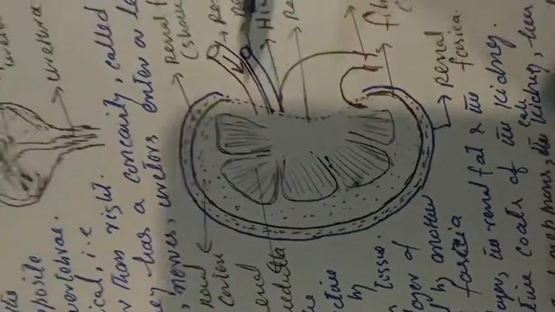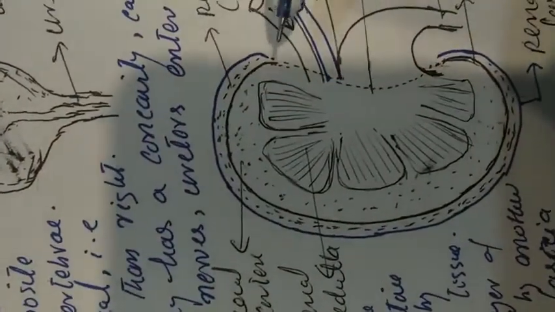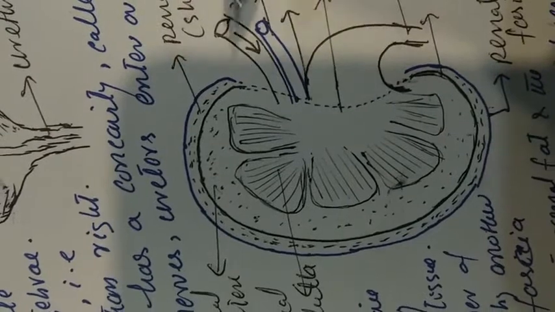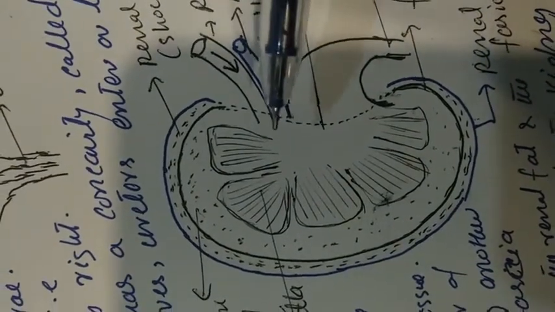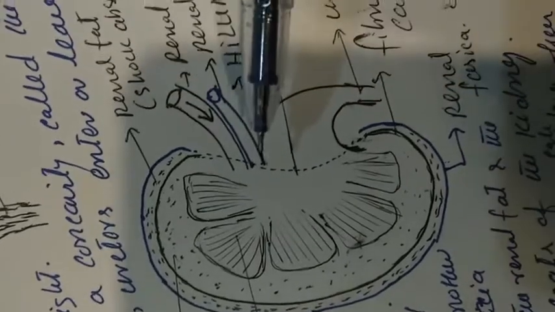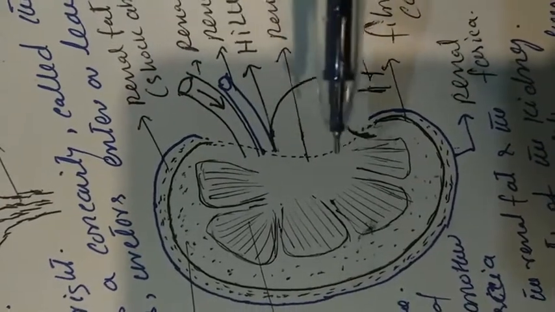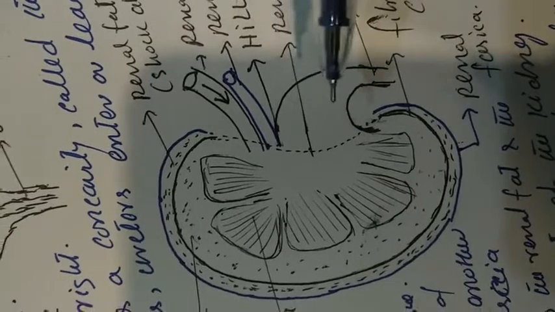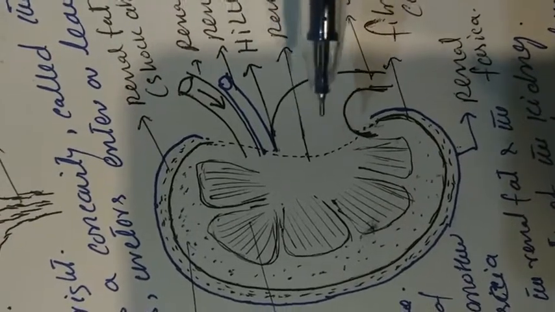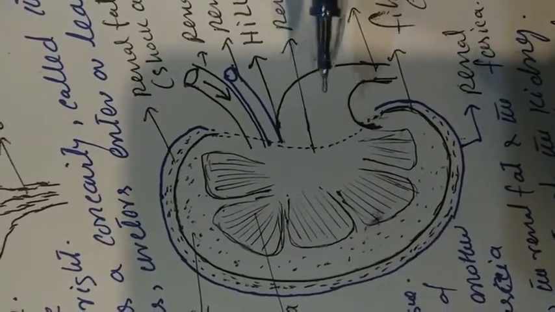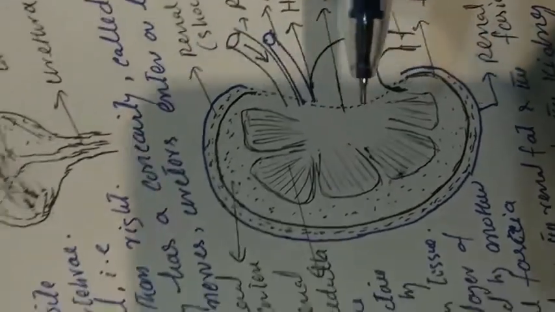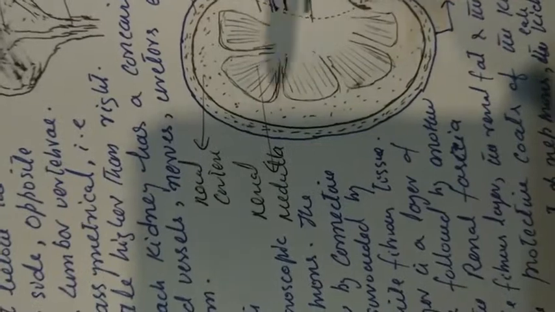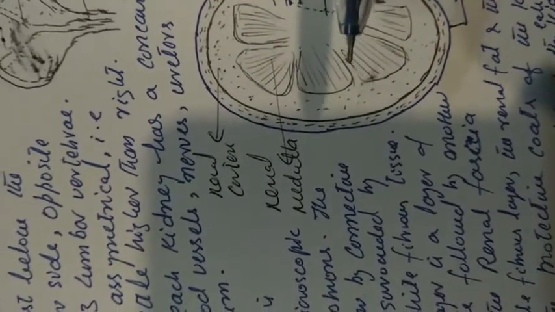And you can see through this concavity is the hilum. This is the renal artery which enters into the kidney at this region, and this is the renal vein which leaves the kidney, and this is the renal pelvis which leaves the kidney, and it ultimately narrows downwards and forms the ureter. Now this is about the external and internal structure of the kidney.